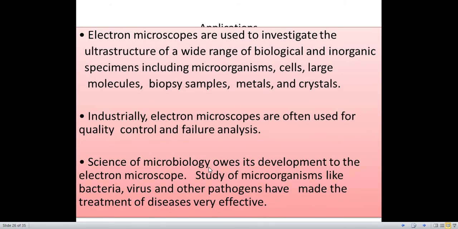Electron microscopes are used to investigate the ultrastructure of a wide range of biological and inorganic specimens, including microorganisms, cells, large molecules, biopsy samples, metals, and crystals. Industrially, electron microscopes are often used for quality control and failure analysis. The science of microbiology owes its development to the electron microscope. The study of microorganisms like bacteria, viruses, and other pathogens has made the treatment of diseases very effective.